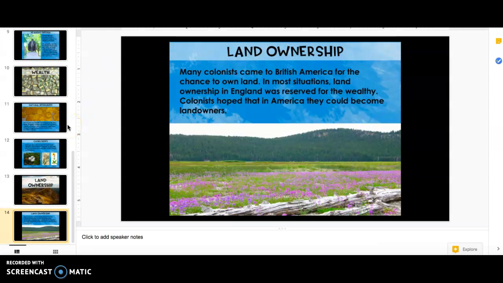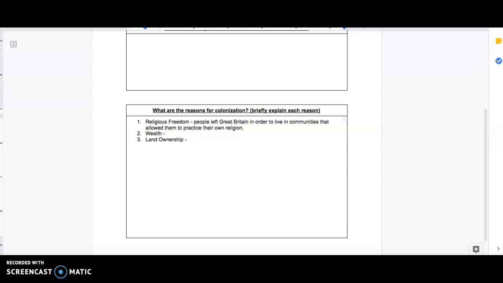So let's go into further detail. Many colonists left Great Britain to go to North America for the chance to own land. In most situations over in England, land ownership was reserved for only the wealthy. So if you were not wealthy in England, you were not given the opportunity to own land. So over here, you need to briefly describe why they left England. So you could put many people left England to come to North America for the chance to own land.